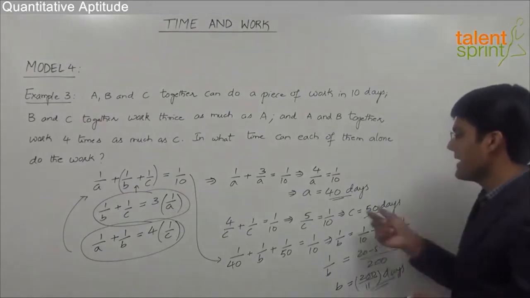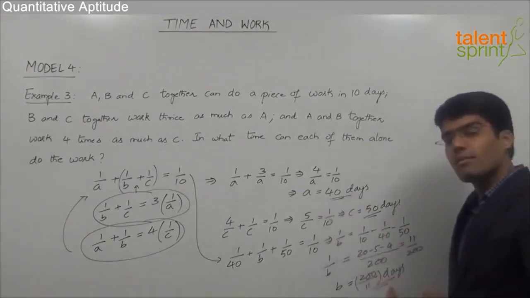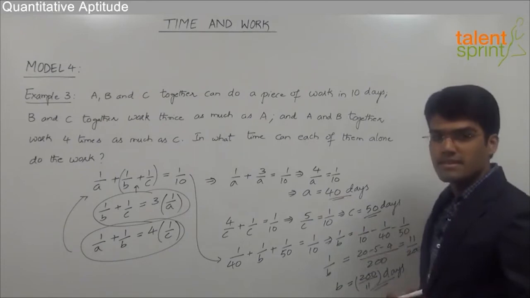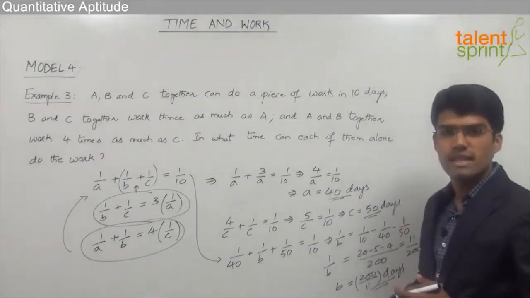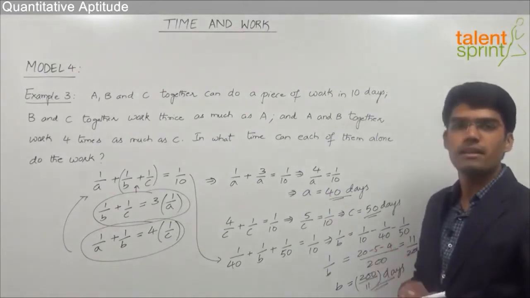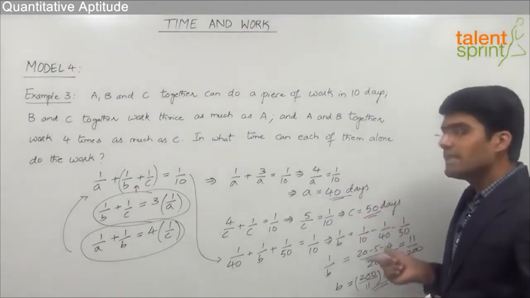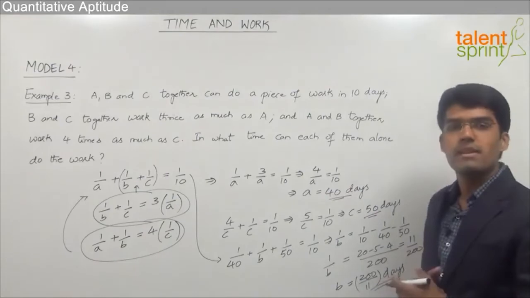So the answer here is A takes 40 days, B takes 200 by 11 days and C takes 50 days. But friends, again I would like to mention the same point. If you do this question in the exam, it would be better if you verify from the options once we get any one of these values and try to eliminate the wrong answers.